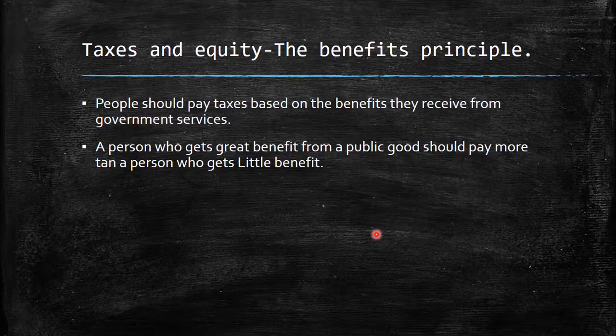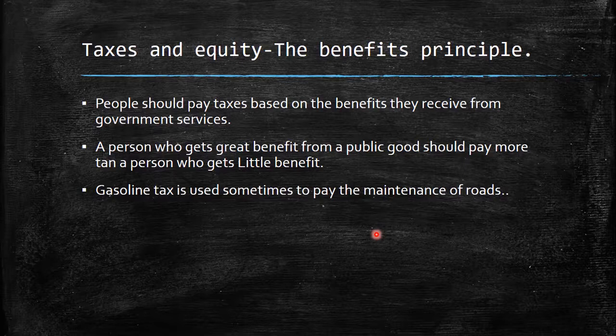Let's have a look at an example. A person who gets great benefit from a public good should pay more than a person who gets little benefit. For example, the gasoline tax is sometimes used to pay for road maintenance. You will not pay a tax if you don't use your car, but because you pay for gasoline, which includes a tax, you can infer that all people who pay gasoline taxes do so because they use the roads. So this money will be used just for that. So this is the benefits principle.